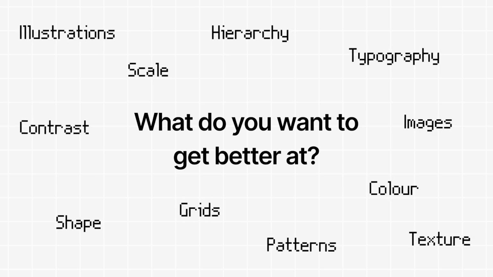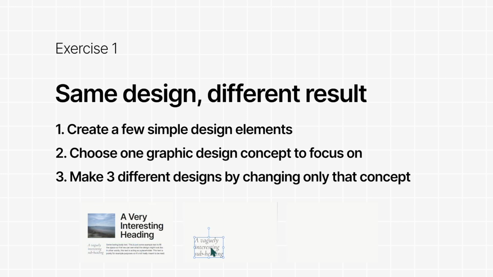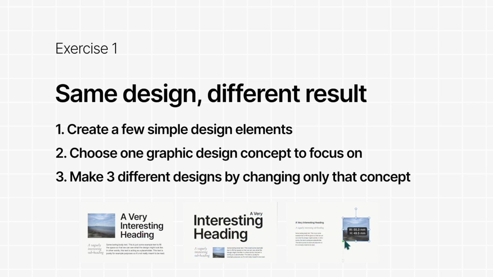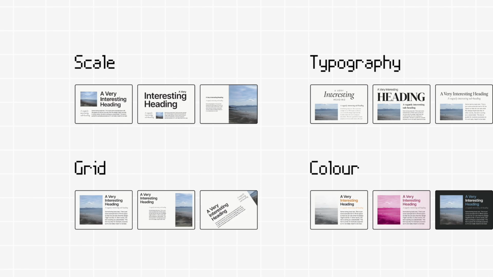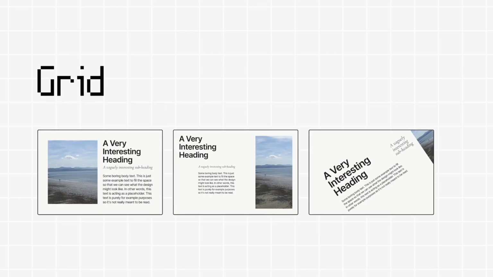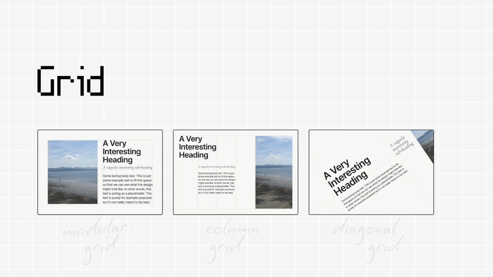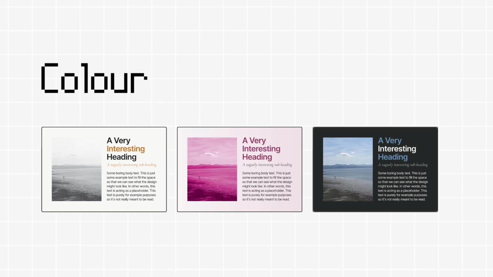So once you've got your design elements and you've chosen a concept to focus on, you're going to make 3 designs that are all different from each other. The only thing you're allowed to change is that particular concept. So for example, if you're focusing on scale, you're going to create 3 different designs, and the only thing that changes across all of them is the scale of the elements. Or if you're focusing on grids, you're just going to change which grids you're using, and so how the different elements are aligned on the page. Or maybe you'll choose typography or the colors, for example.